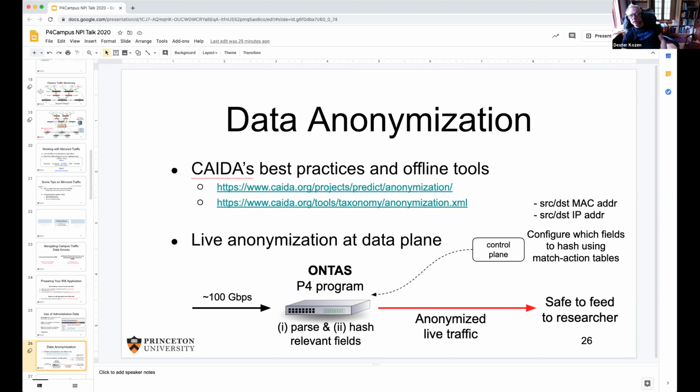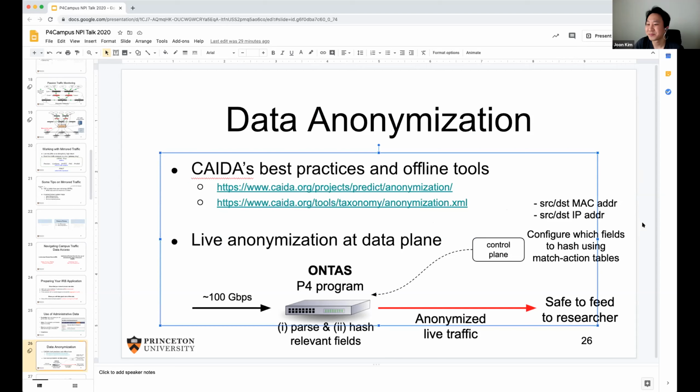Yeah, I have a question. Where and how is the payload removed? Is that done at the tap? Oh, that is done by the packet broker system. I'm sorry, what did you say? The packet broker system. Okay.